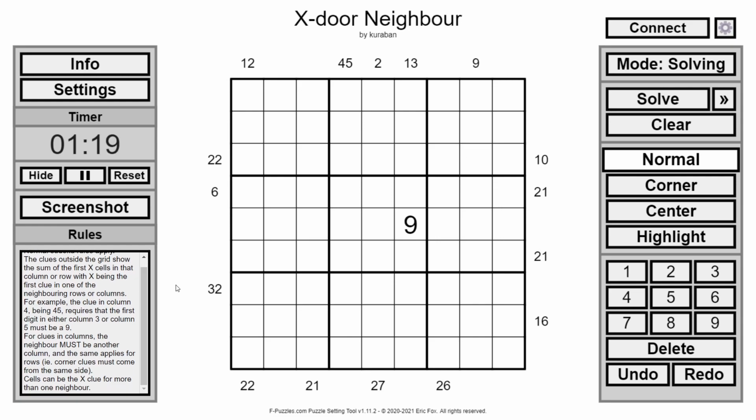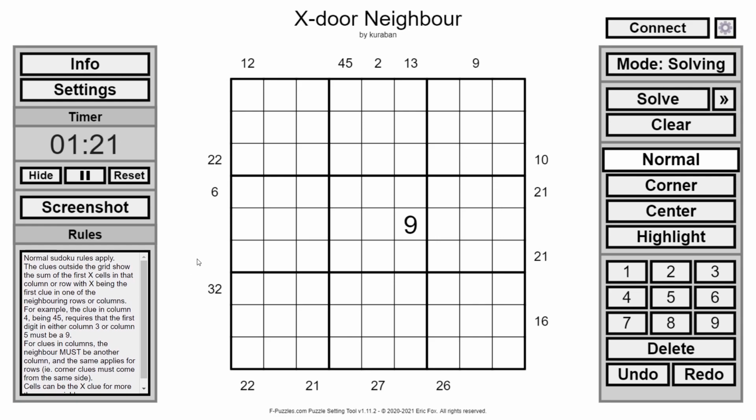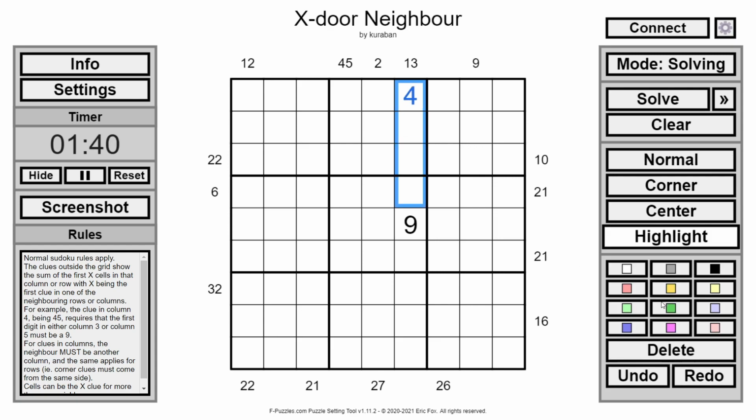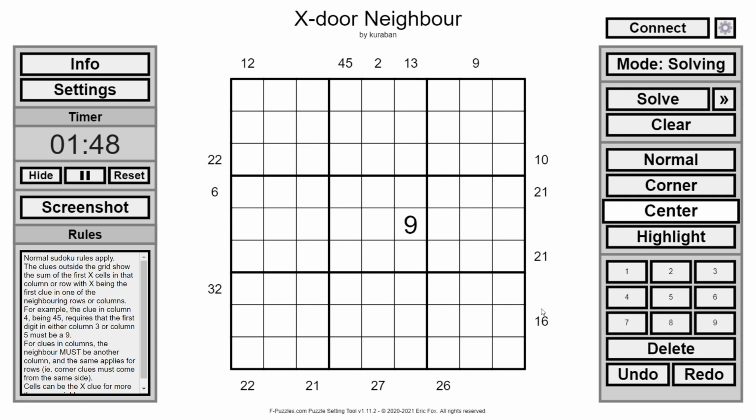So the way this works, if you're familiar with X sums, let's just go over X sums first. The way that X sums work is that this clue outside the grid gives the value of the X sum in this column. This is the sum of the first x digits of the grid, where x is the first digit of the grid. So if this was a 4, then the first 4 digits of the grid would add up to 13. If this was a 2, then the first 2 digits would have to add up to 13. And that's normal X sums.